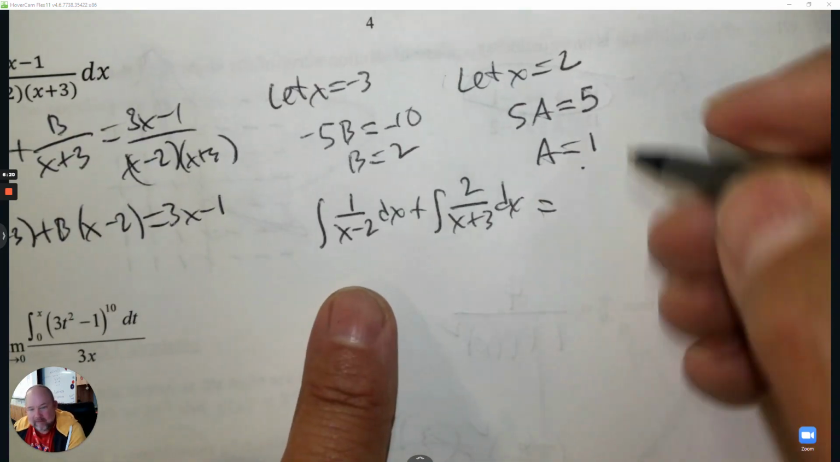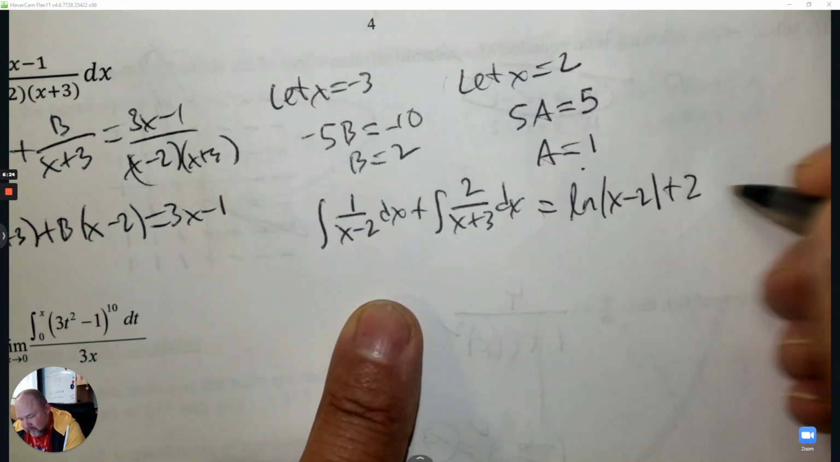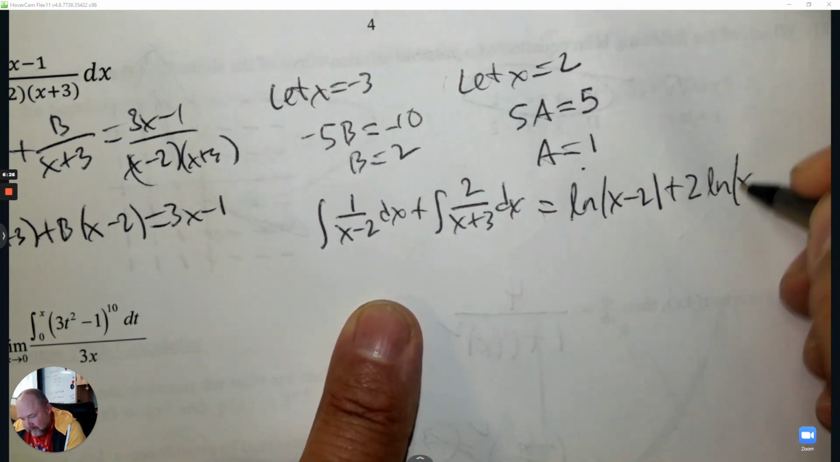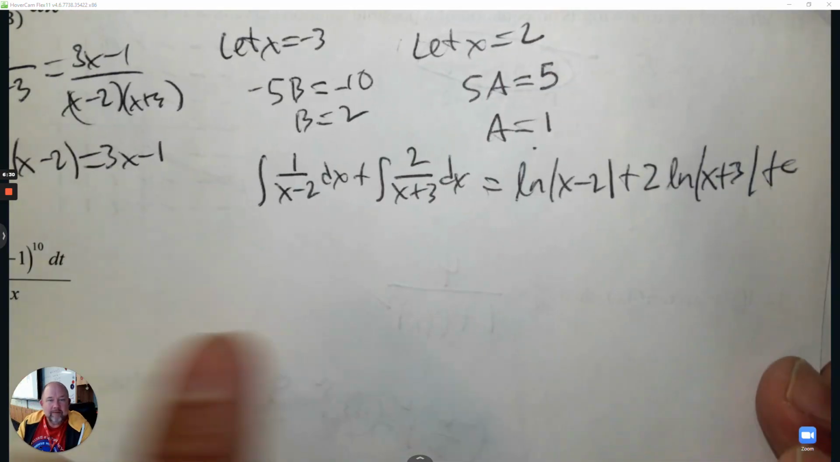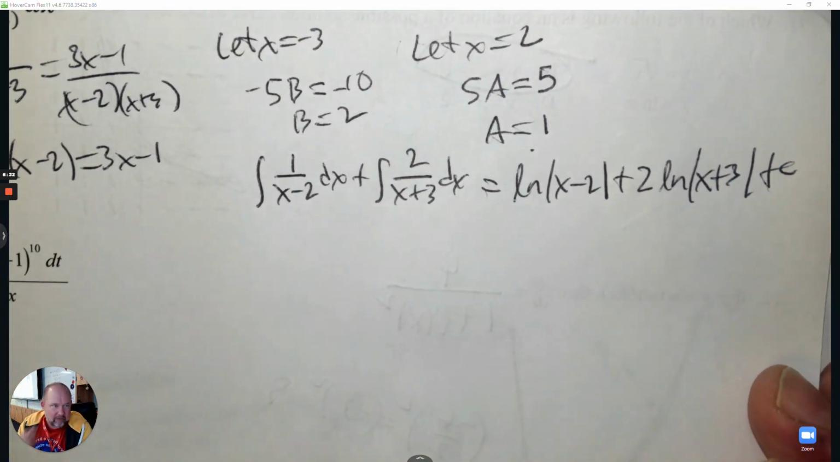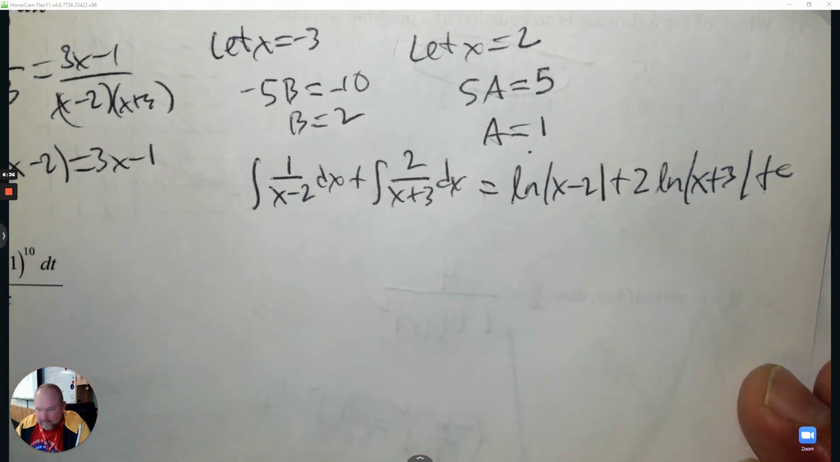And then just integrate that. So it's ln(x − 2) + 2 ln(x + 3) + C. No absolute value bars needed there. There would be if the derivative of the bottom had a bar involved, which it doesn't. Just remember the 2 there, that just goes in front.